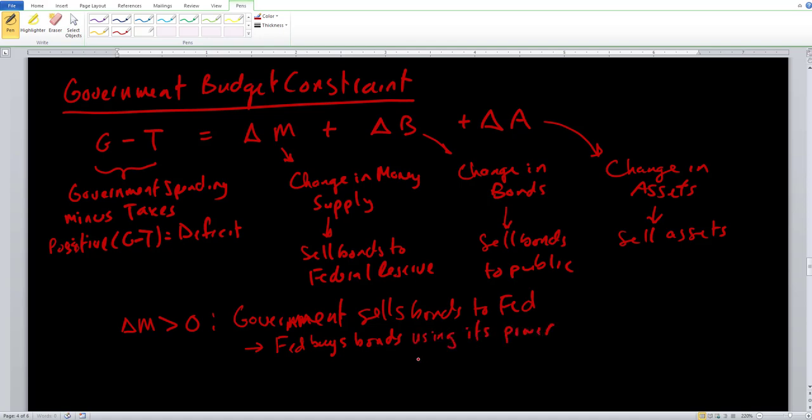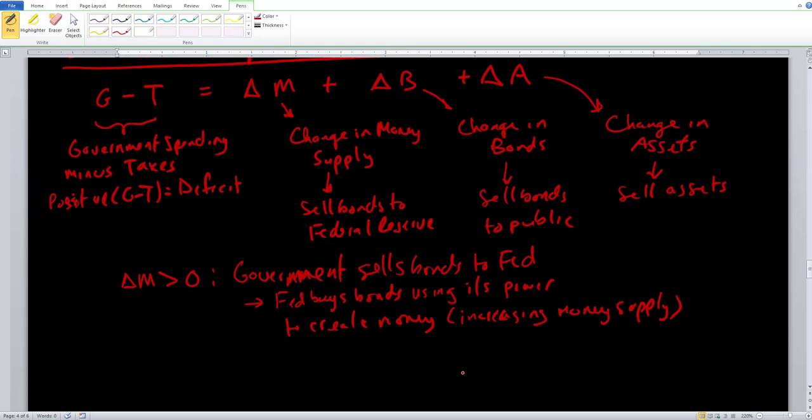Using its power to create money. And when money is actually created, we can say formally that they're going to be increasing the money supply. So anytime the Federal Reserve decides to increase the money supply, you know that they're going to be buying bonds from the government or other sources. So they're just essentially pumping money into our economy. So when they increase the money supply, this pumps money into the money supply.